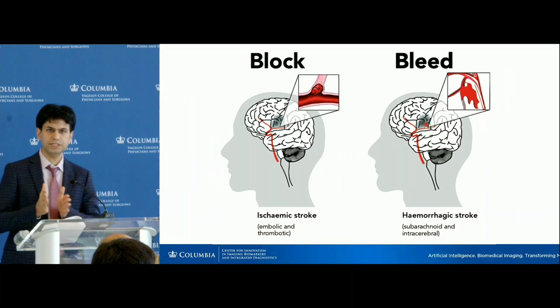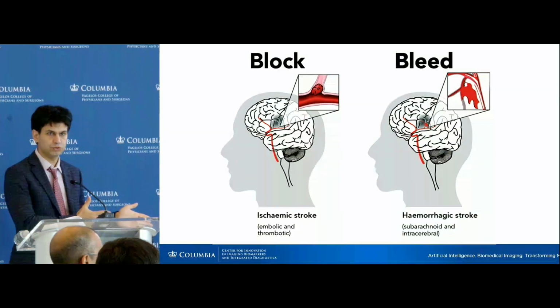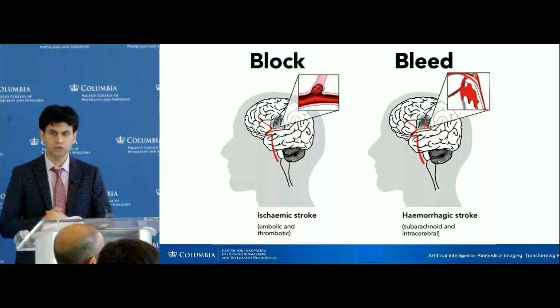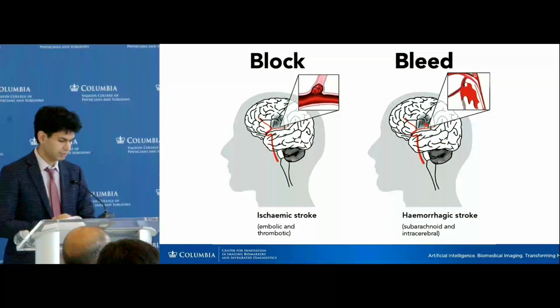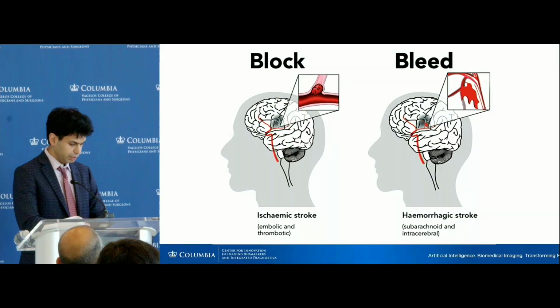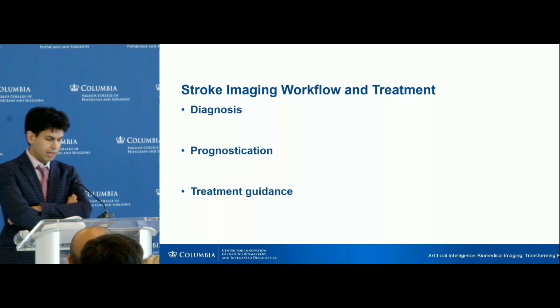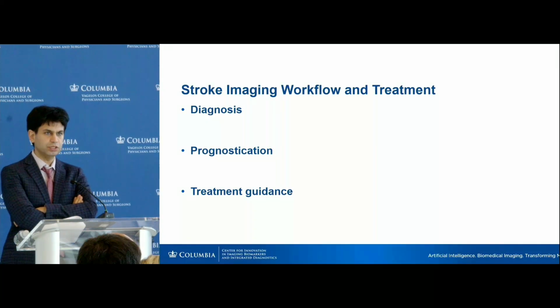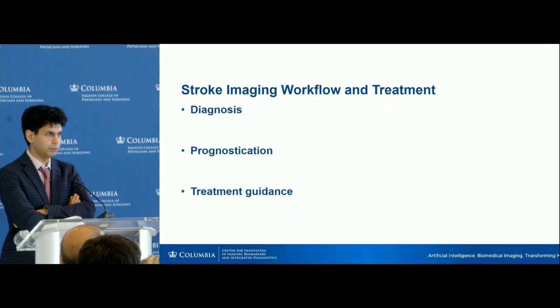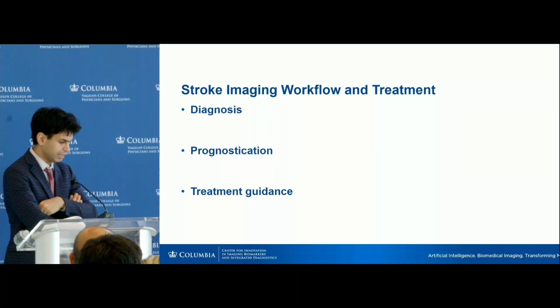Now, a stroke comes in two flavors. One is that you do not have enough blood coming to your brain, ischemic stroke, or there is too much blood, like a bleeding into the brain, what we call hemorrhagic stroke or intracerebral hemorrhage. So how does imaging help with the stroke treatment workflow and paradigm?